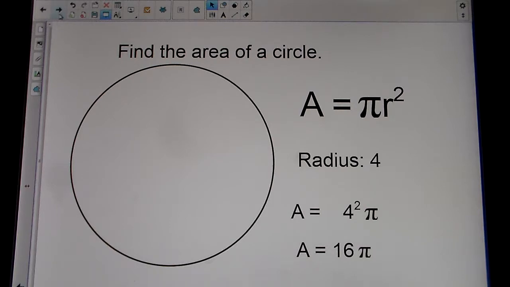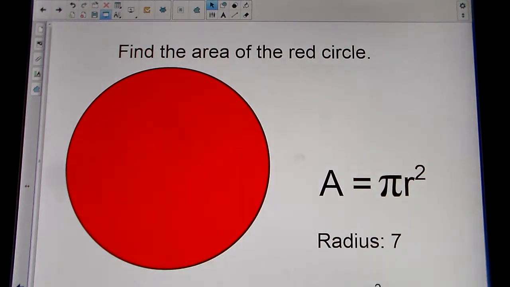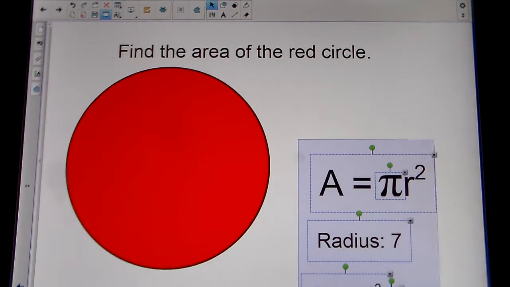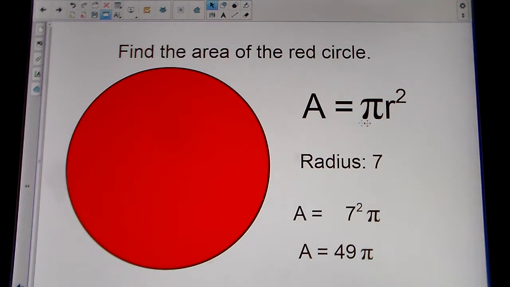All right. Let's try another one. Find the area of this red circle. So area is equal to pi r squared. If my radius is 7, the area will be 7 squared pi. 7 squared is 49. So the area of this red circle is 49 pi when our radius is 7.